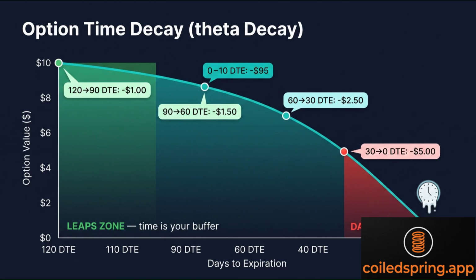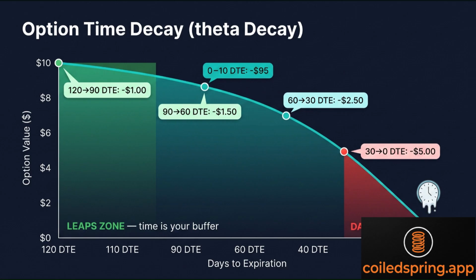You buy an option with 120 days to expiration. You pay $10 for it. Now let's watch what happens every 30 days. From 120 to 90 DTE, the first 30 days. You lose $1. Out of $10 total value, 10% gone in the first quarter of the option's life. Slow, manageable. From 90 to 60 DTE, the next 30 days. You lose $1.50. Slightly more than before. The option is now worth $7.50.